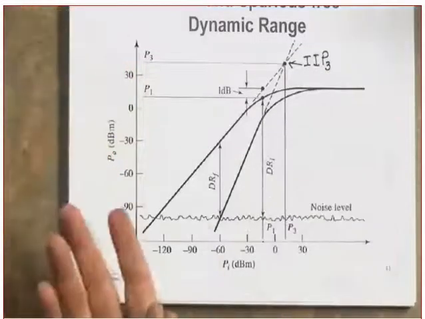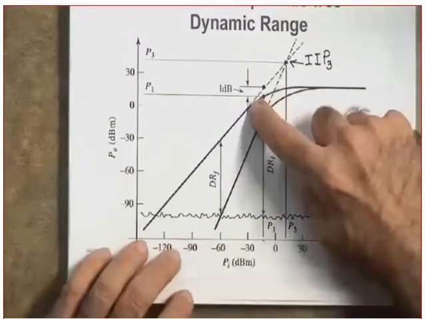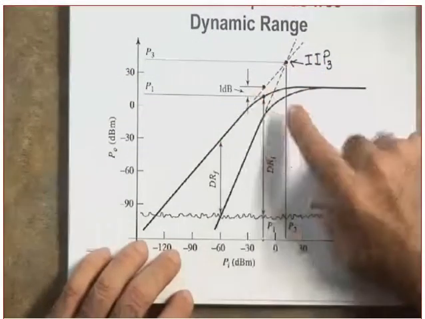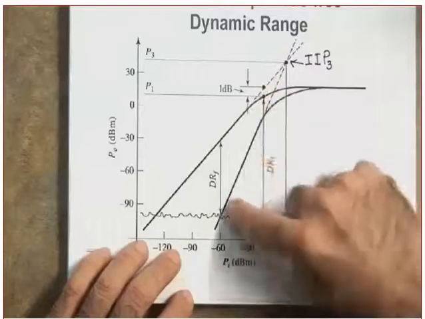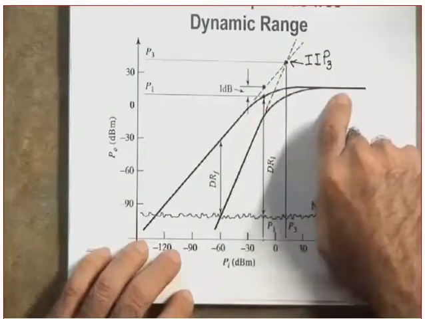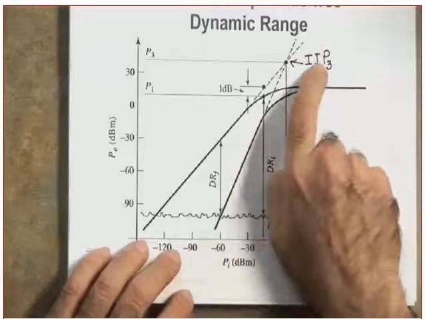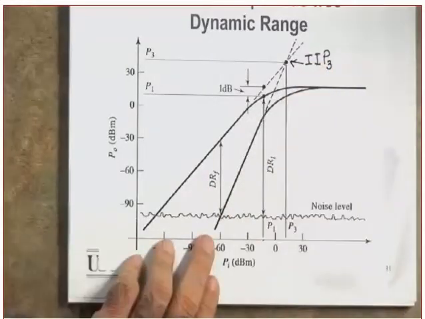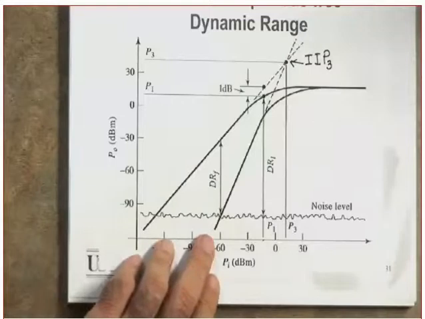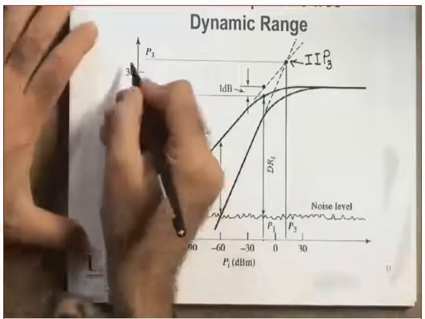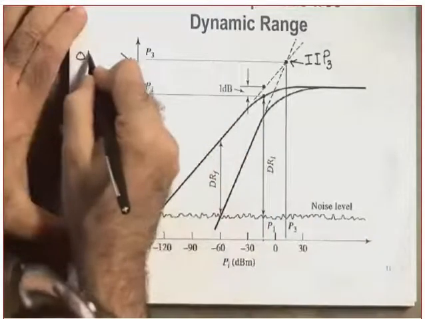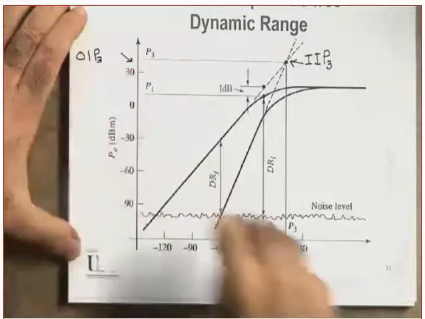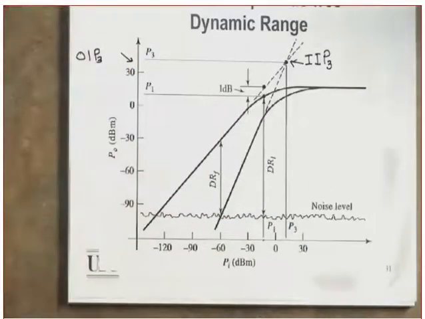This is what is known as the intercept point. Did you get my point or not? Yes or no? In other words, you sketch the linear approximation of the fundamental curve, and you sketch the linear approximation for the third order intermod. Where they intercept is the IIP3. Clear? IIP3 stands for the third order intercept point from the input side. This is called OIP3. OIP3 stands for the third order intercept point on the output side.